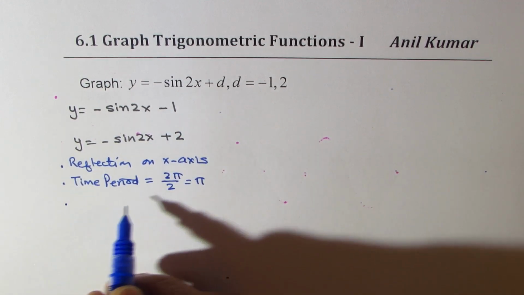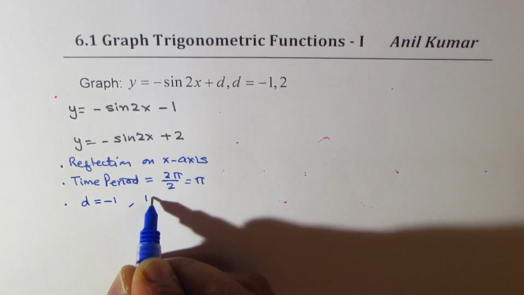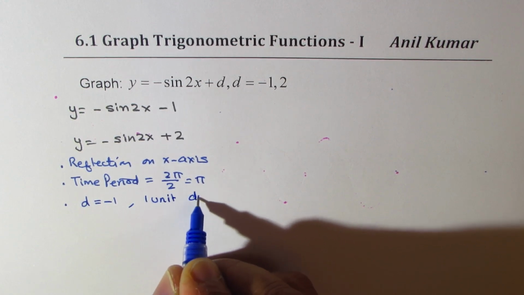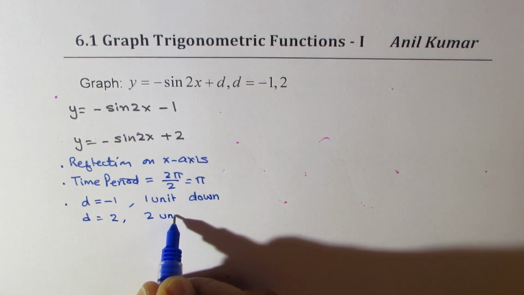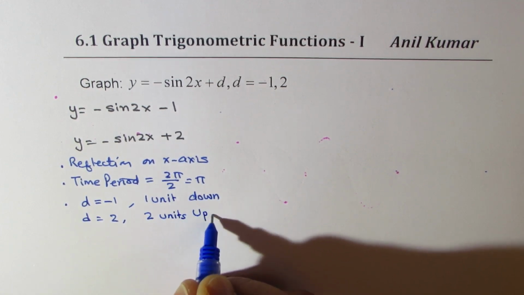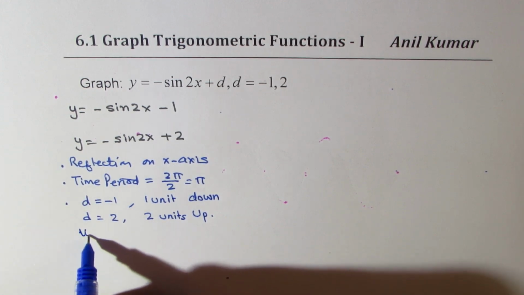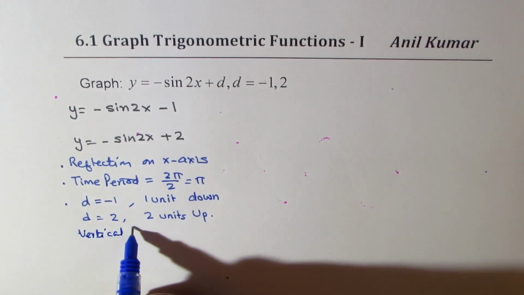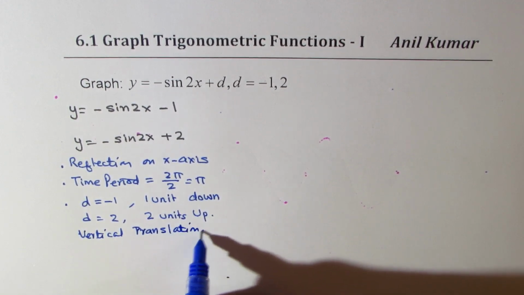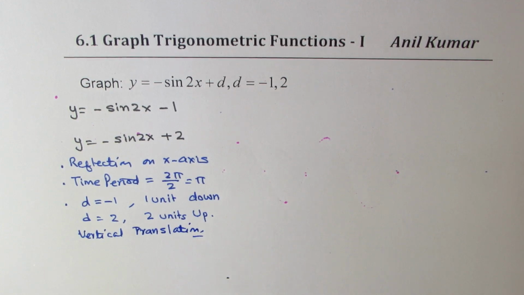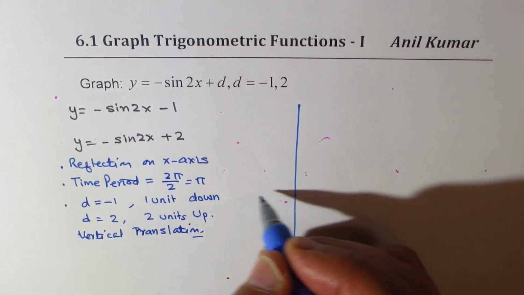Now then we'll see the effect of d. So if d is equals to minus 1, it is 1 unit down, and if d is equals to 2, it means 2 units up. So that is its vertical translation, right? So that basically gives us vertical translation. So to sketch the graph, let's sketch all the graphs in one go here.